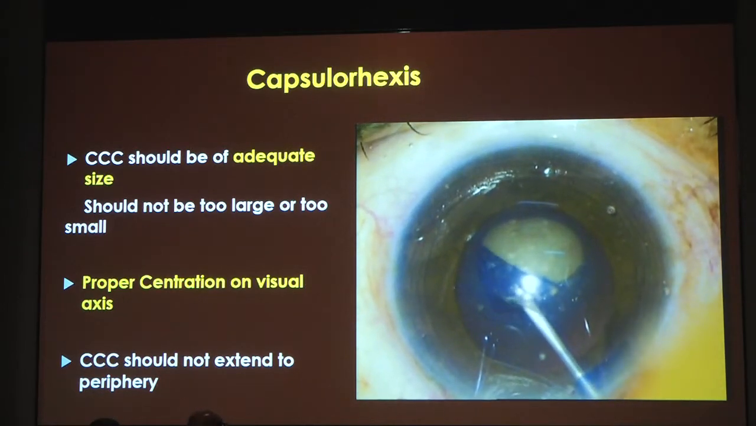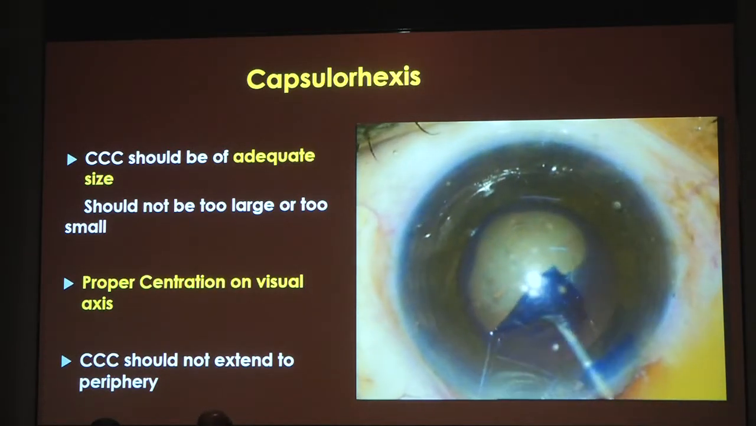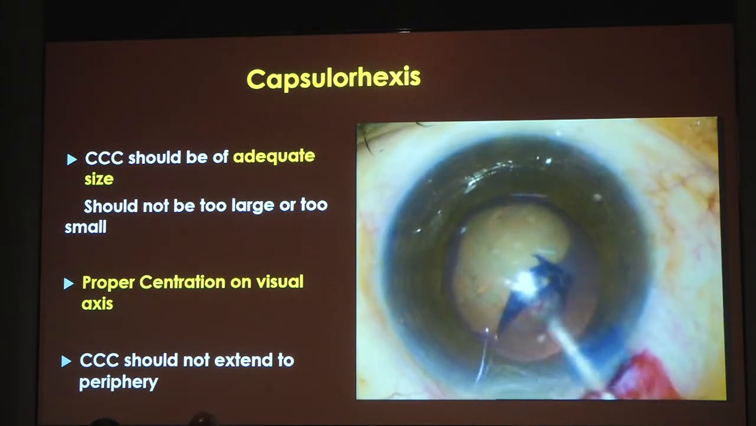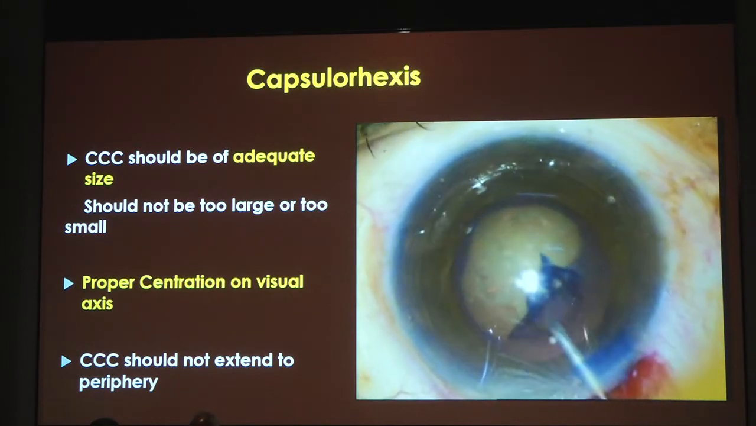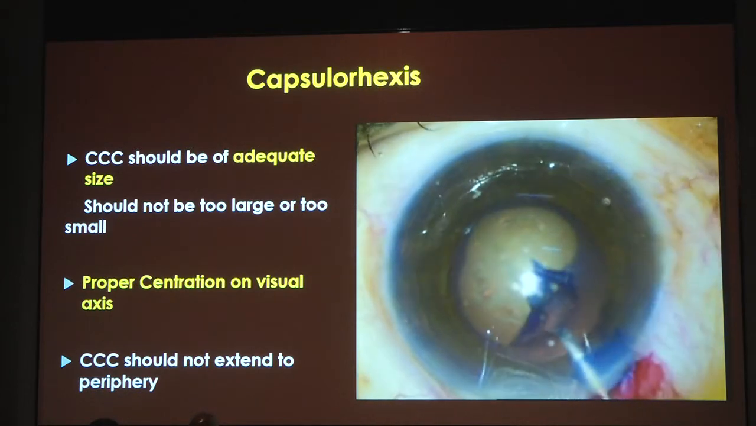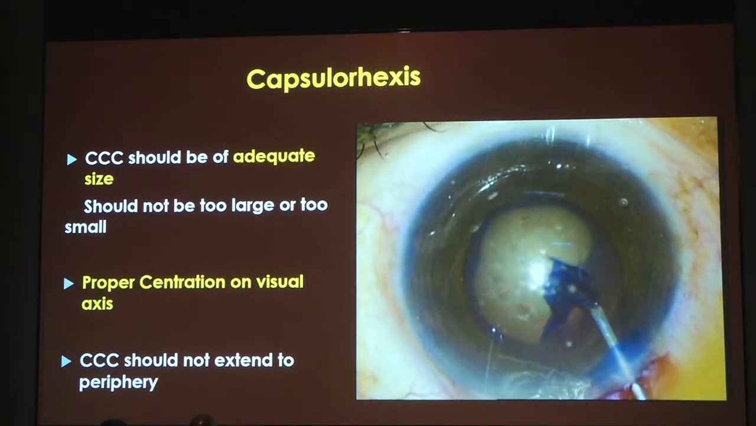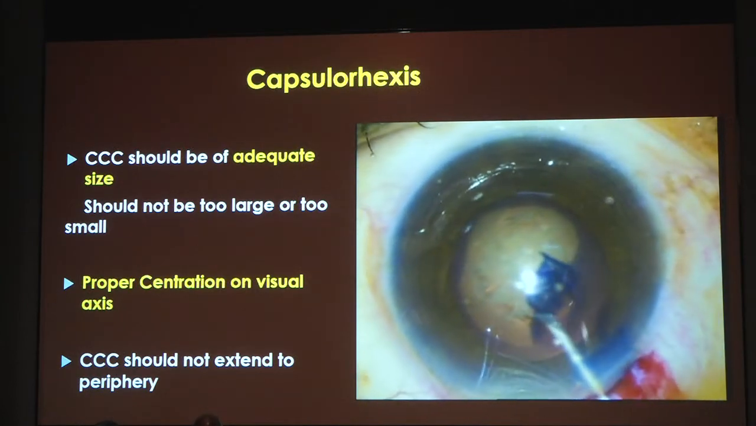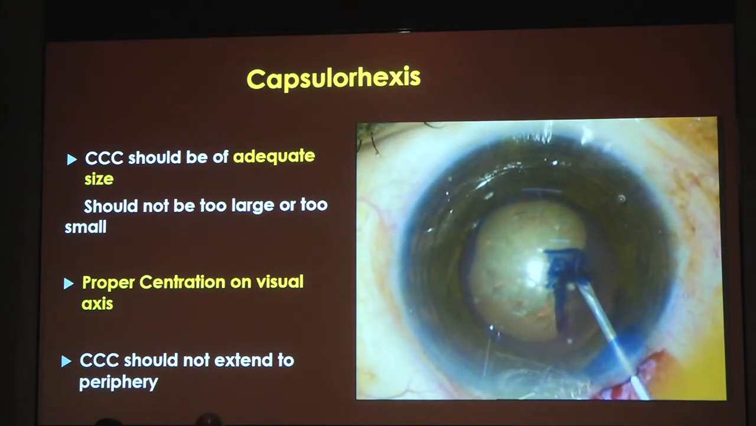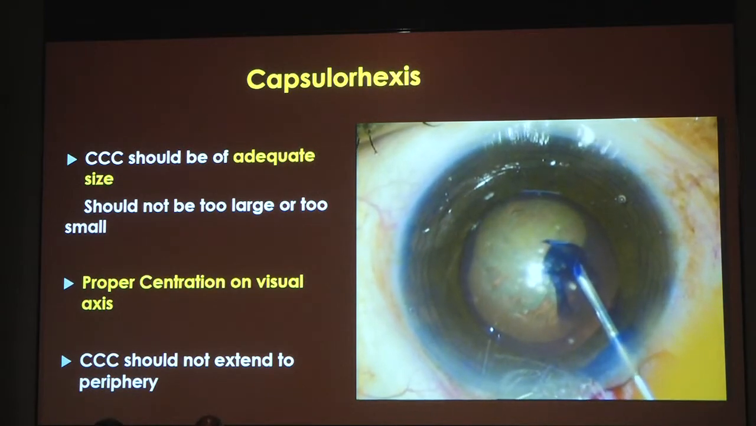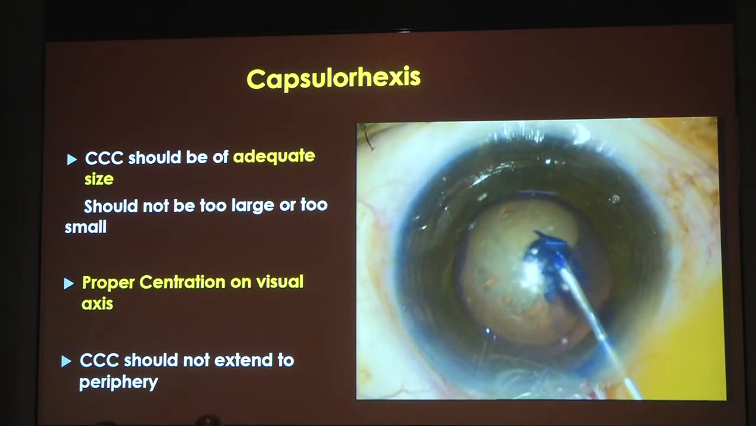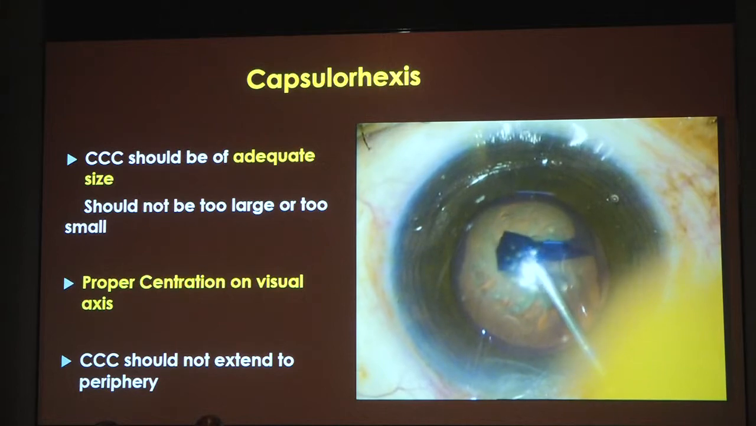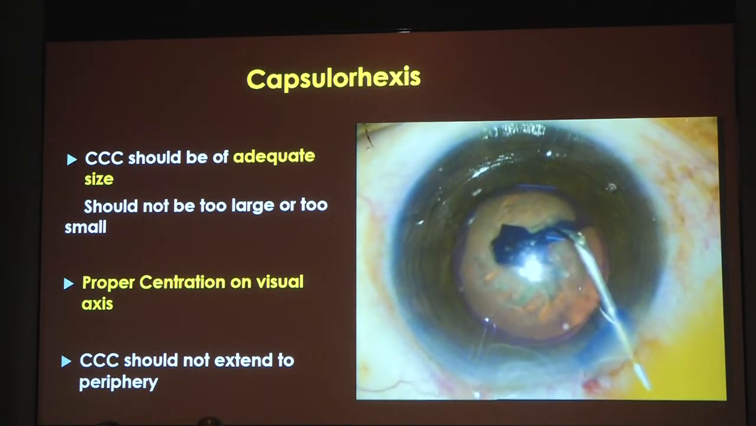Capsulorhexis is important if you are planning a premium IOL. A perfect capsulorhexis is a must. See, when we perform SICS, we have an advantage. Even if you are not able to perform proper capsulorhexis, still you will be able to do perfect surgery. But if you want to implant a premium IOL, effective lens position is one thing which is of most importance. And to achieve that effective lens position, your capsulorhexis has to be perfect.